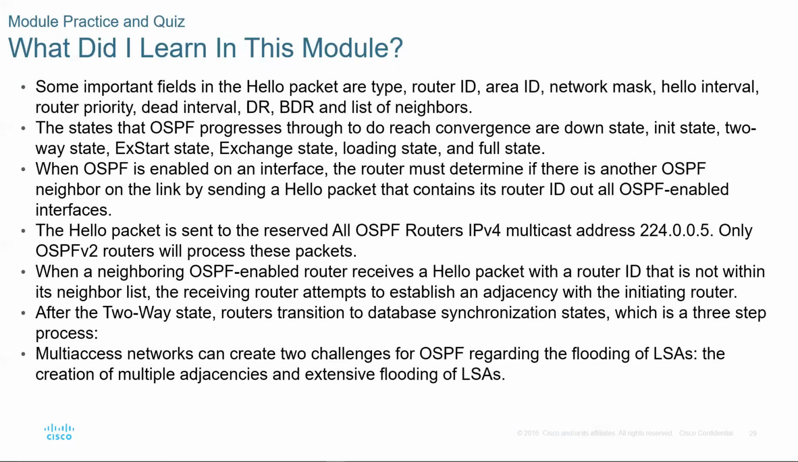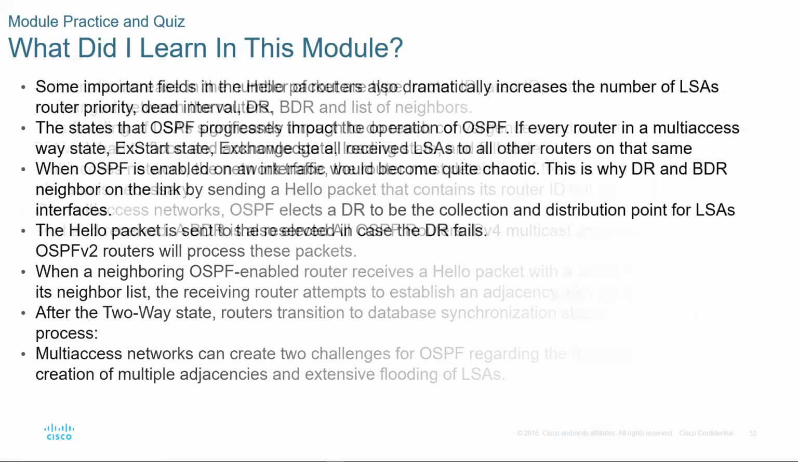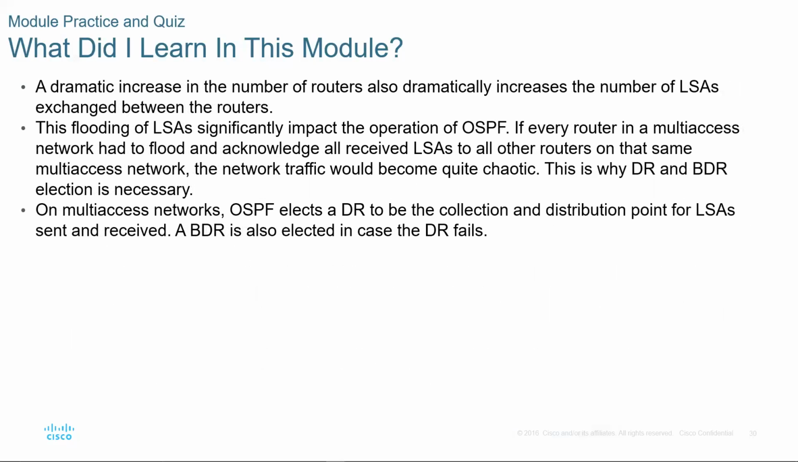These updates, the hello packets, are sent to the 224.0.0.5 multicast address. So every device running OSPF version 2 listens to this address and picks it up. We also discussed the fact that as we get more devices running the protocol, we have an increase in the number of adjacencies that each device needs to form.